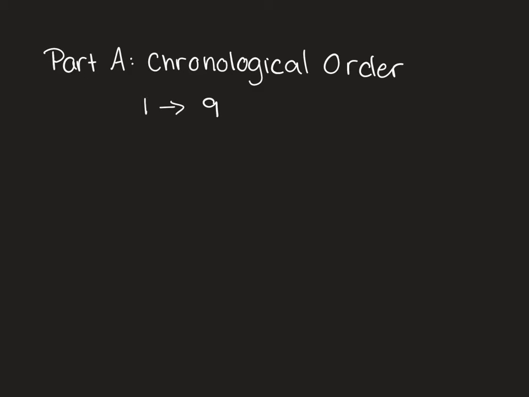For part A, they're going to give you a set of directions. So there's a list from 1 to 9, and your job is to put them in chronological order. So remember, chronological order is from first through to 9th. So they will have a random assortment of numbers, and you need to put them in the right order.